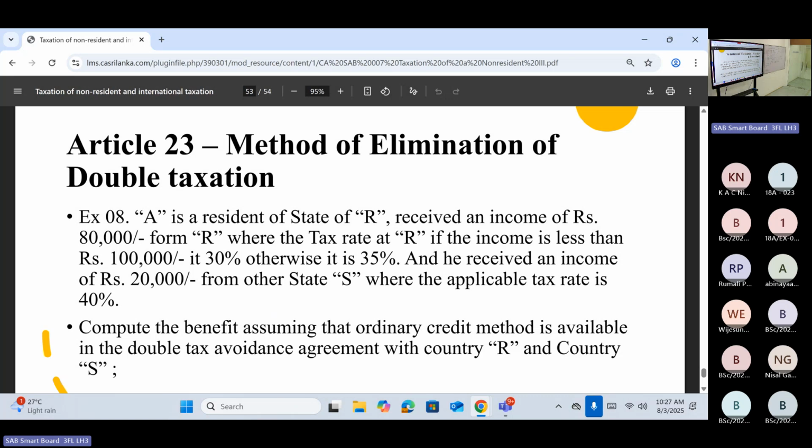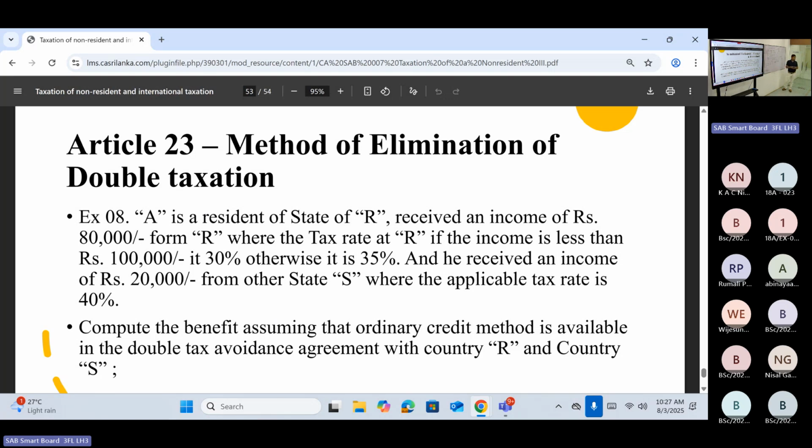Now how much tax can he claim as credit? Same thing, right? Now 80,000 he is receiving from the country where he is resident, and he is receiving 20,000 from another country, that is the source country. Altogether 100,000. Anyway, tax rate is 35%, so 35,000. He has already paid 8,000 in the source country because the tax rate is 40%. 40% on 20,000, that's 8,000 he has already paid.